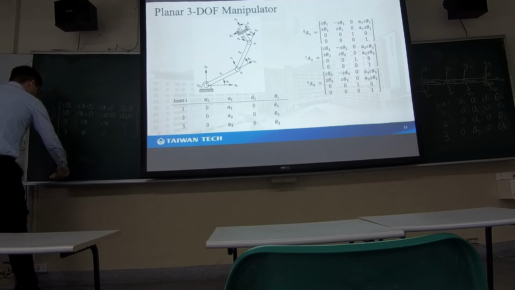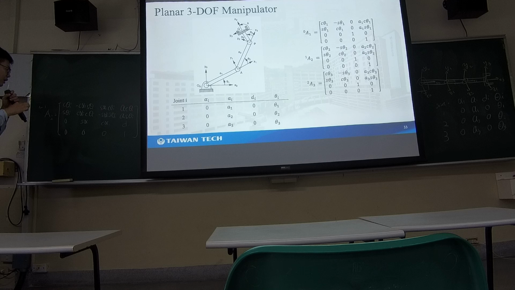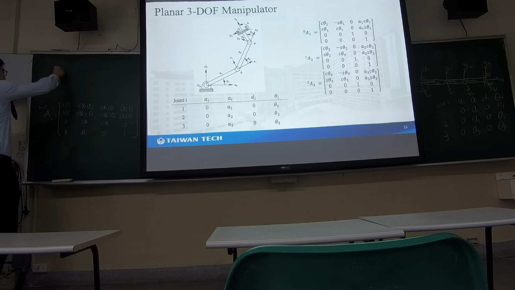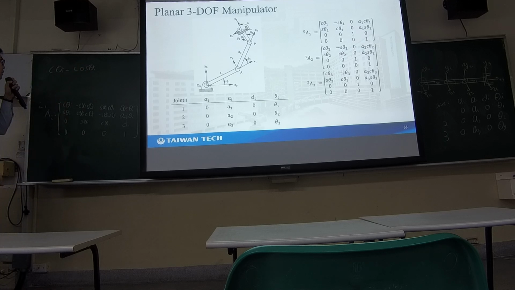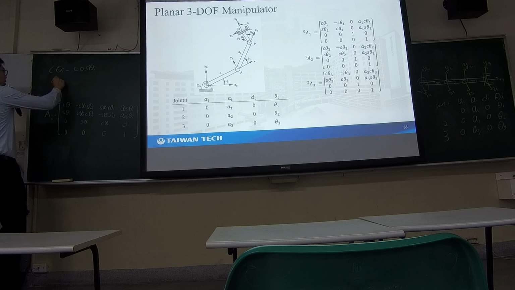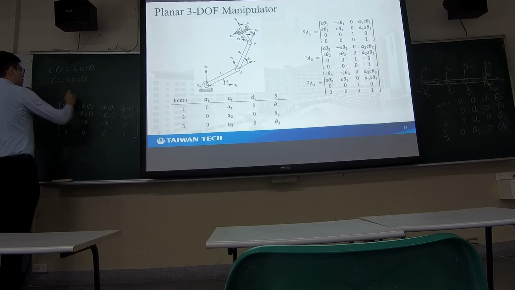So this is the general form of the DH transformation matrix. You don't need to remember this, we'll give it to you in the exam. For abbreviations, cosine theta i is equal to the short form, and you can also write it like this: Ci is equal to cosine theta i.